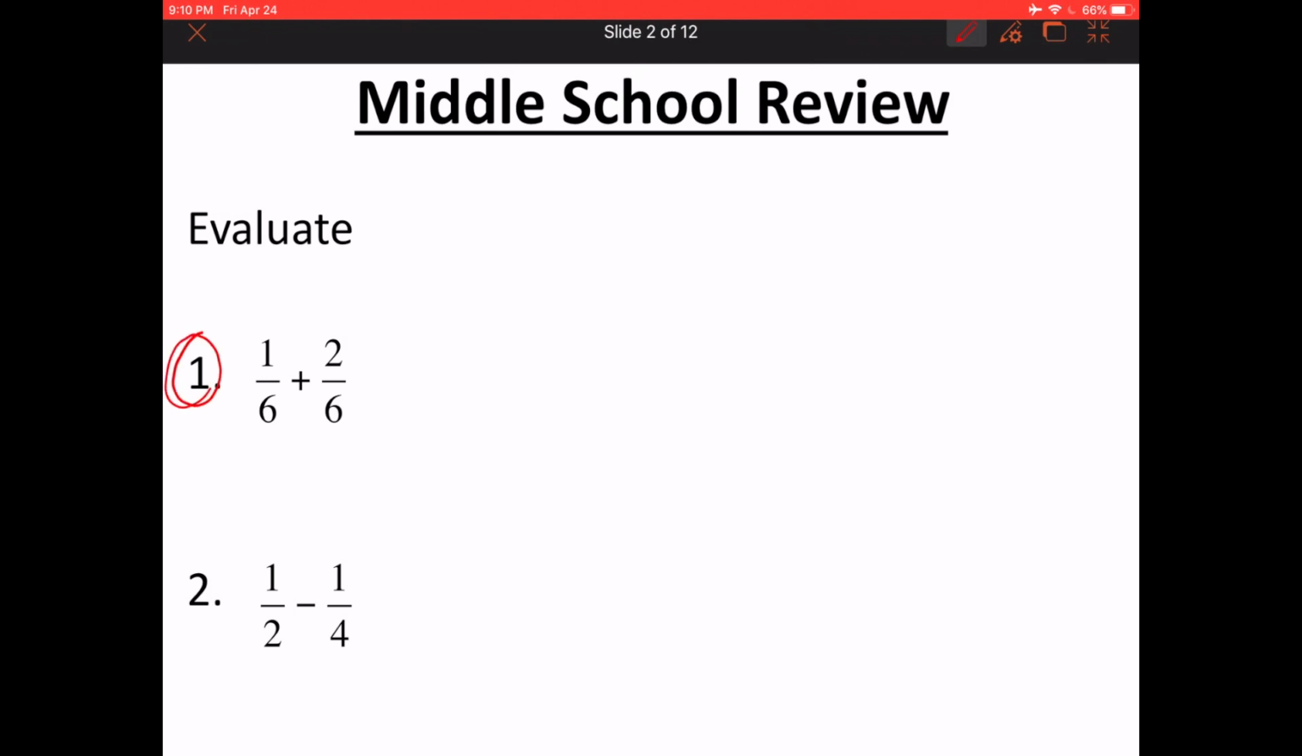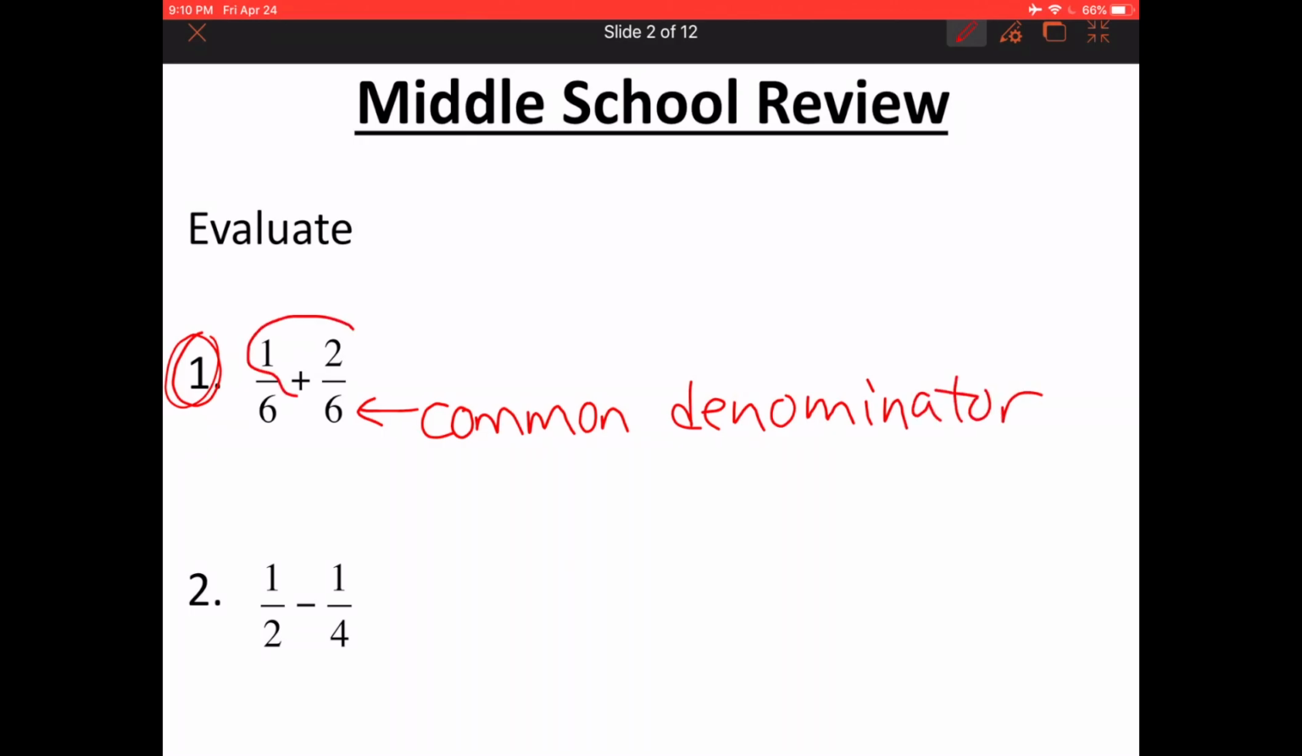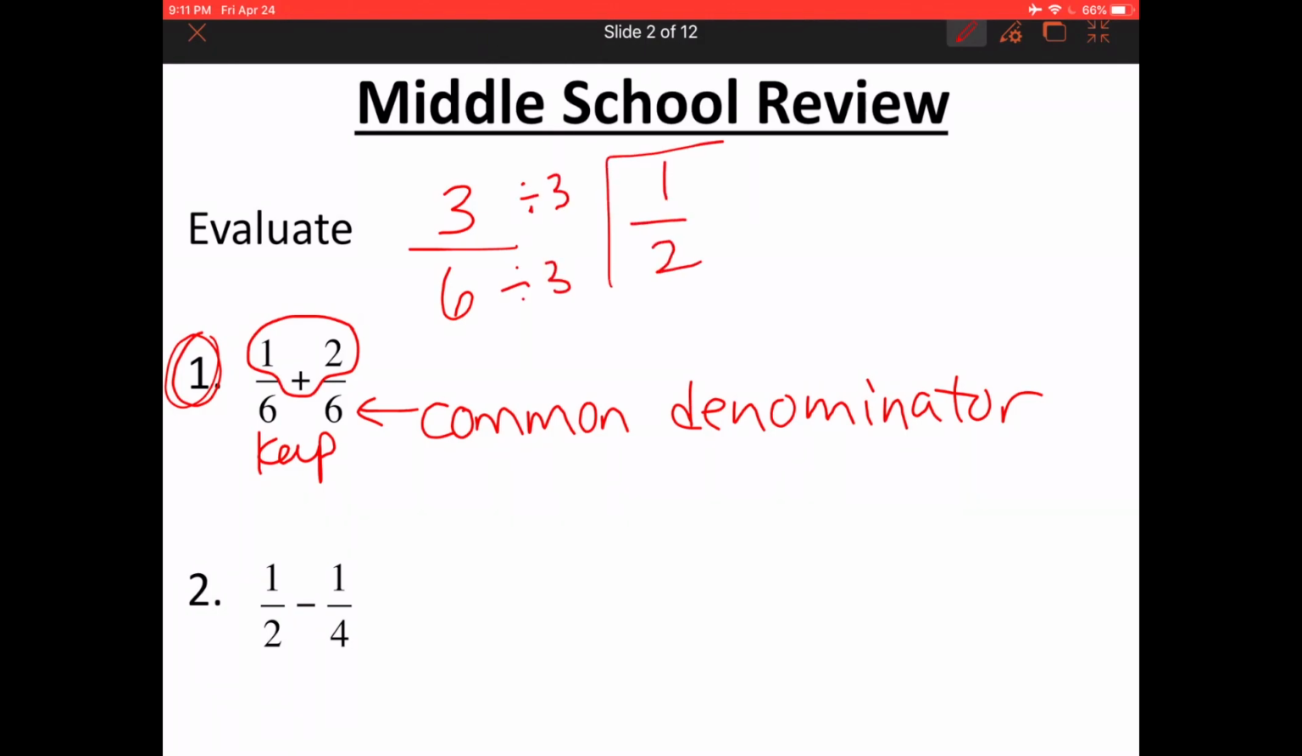So example number 1 is really easy. Why is it easy? Because they already have a common denominator. If you have a common denominator, adding or subtracting fractions is a breeze. Because all you do is you add those numerators. 1 plus 2 gives me 3. You keep that denominator of 6, and then you just simplify. What can you divide them both by? By 3, so you end up with 1 over 2, 1/2 is your final answer.